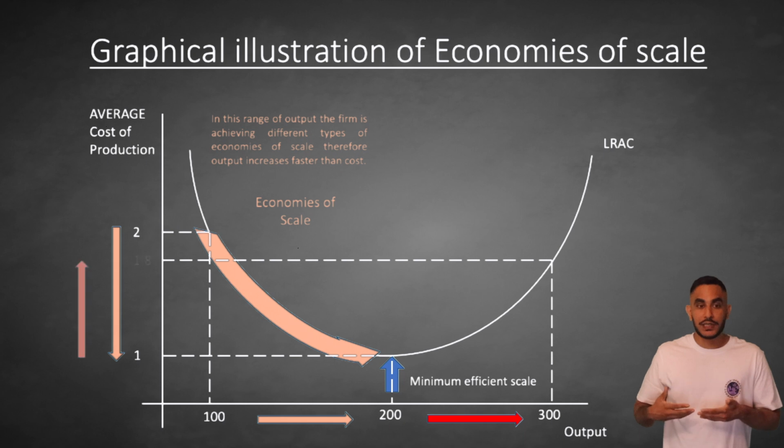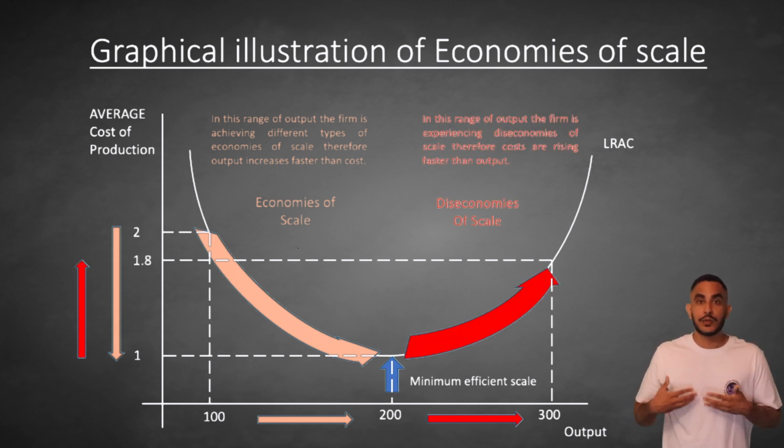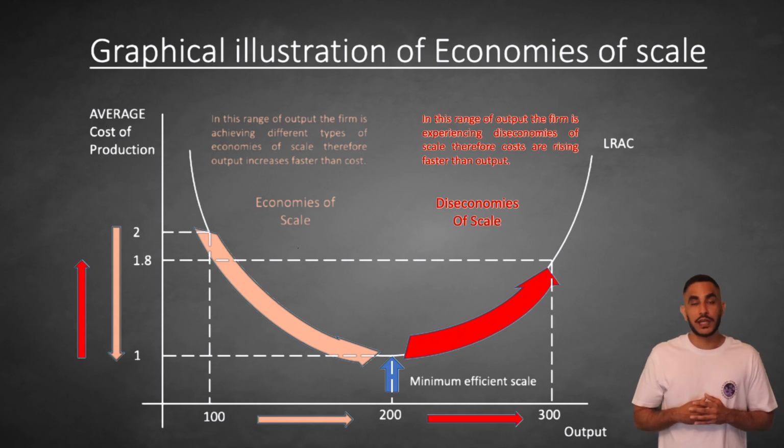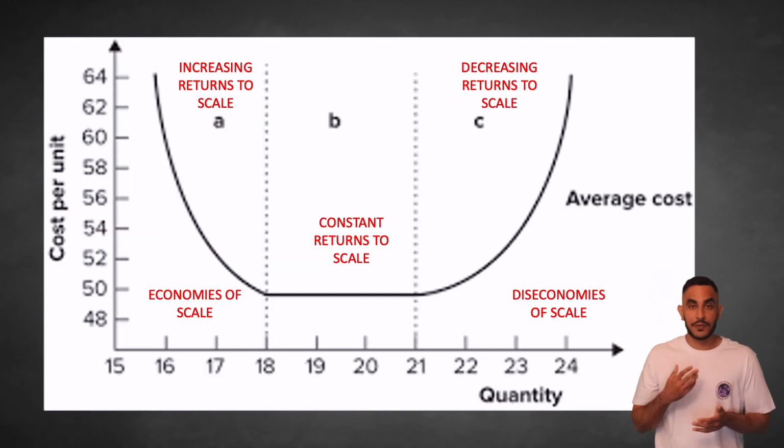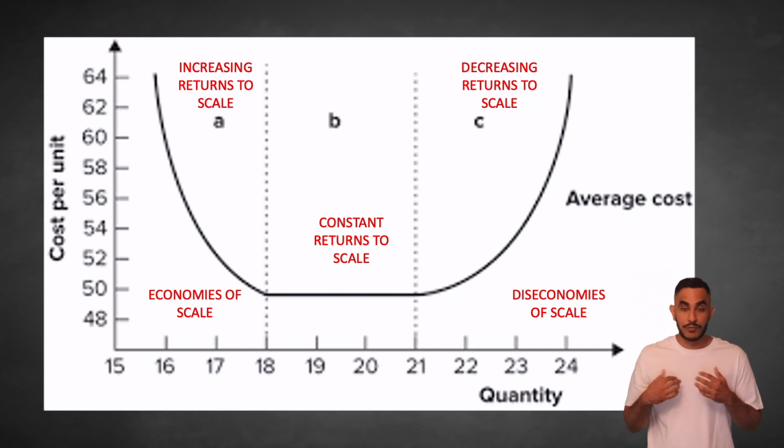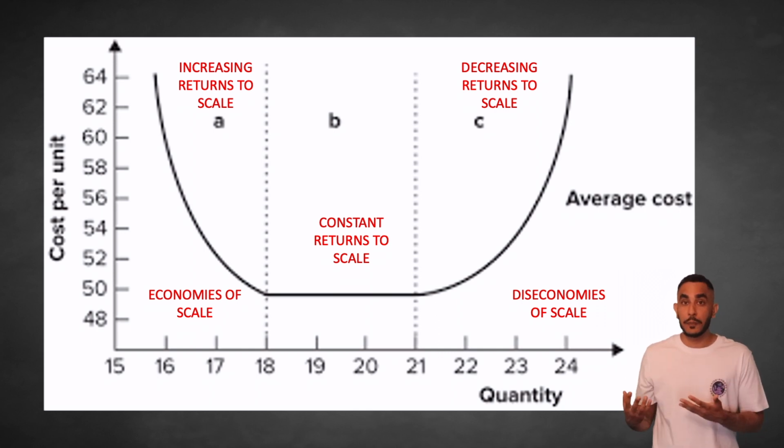As output increases past the minimum efficient scale, the firm will begin to experience diseconomies of scale. In section A of this long run average cost curve, the firm is said to be experiencing increasing returns to scale, which means the same as economies of scale. This is because increasing the scale of production causes a more than proportionate return in terms of output.